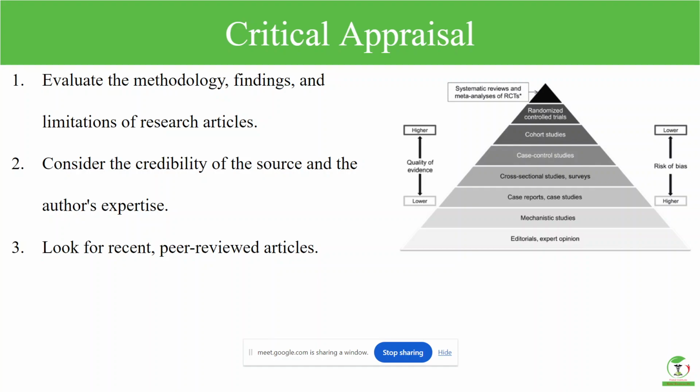But basically, when we are looking for evidence, we are looking for work that is up here: randomized control trials, cohort studies, and maybe case control, and then prevalence studies, or what you call cross-sectional studies. These ones I think can give you quality evidence. But this is not to say that every randomized control trial is actually a good one. You can have a randomized control trial that is poorly designed.